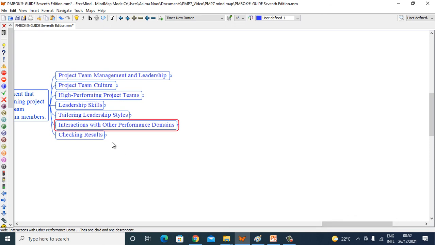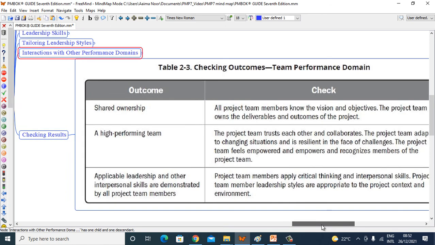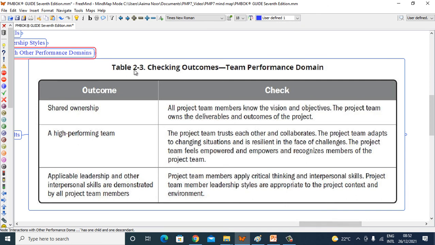Let's see, checking results. Table 2.3, checking outcomes, team performance domain. Outcome: shared ownership. Check: all project team members know the vision and objectives, and the project team owns the deliverables and outcomes of the project. Outcome: a high-performing team. What we need to check: the project team trusts each other and collaborates. The project team adapts to changing situations and is resilient in the face of challenges. The project team feels empowered and empowers and recognizes members of the project team.